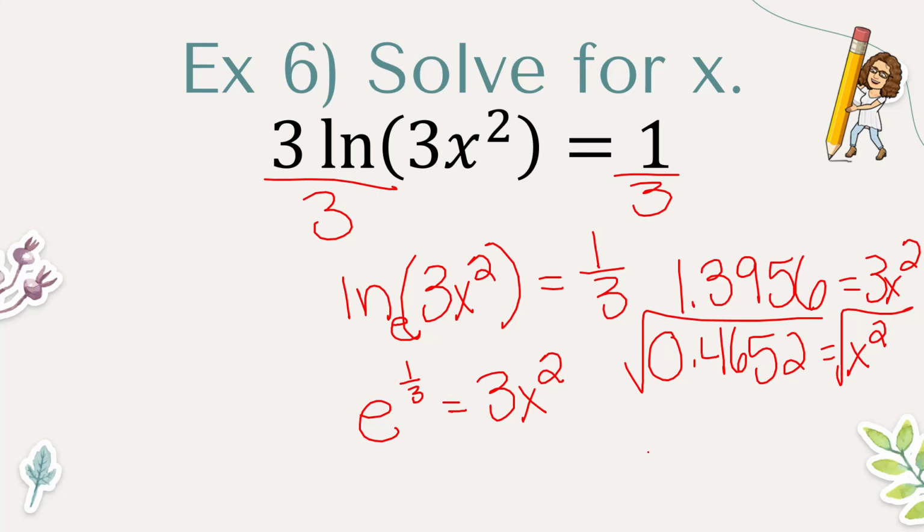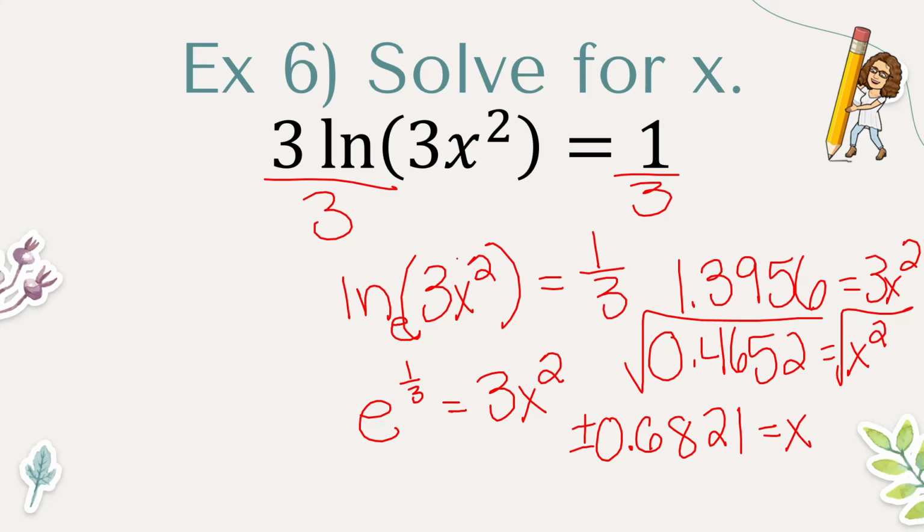And I'm getting 0.6821 for my x. And you know what? I took the square root, so I actually get a plus or a minus. Two answers possible here, people.